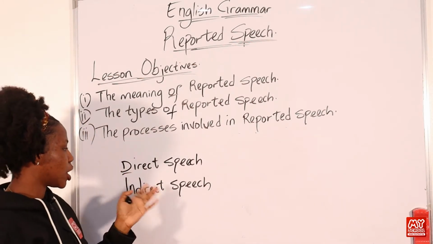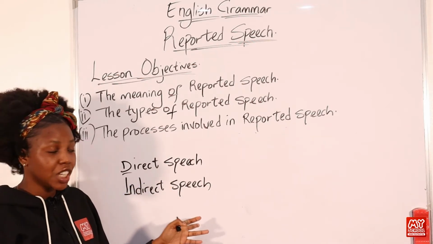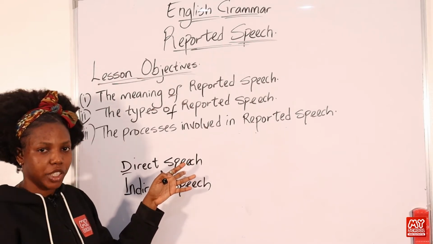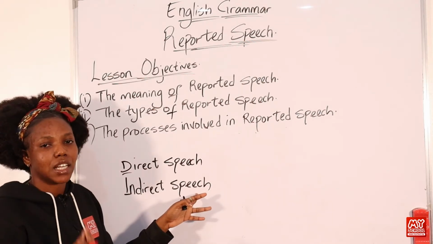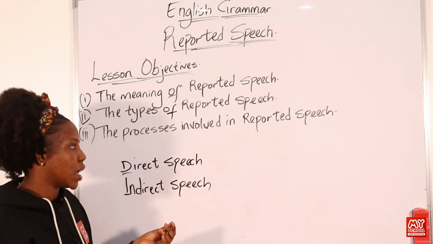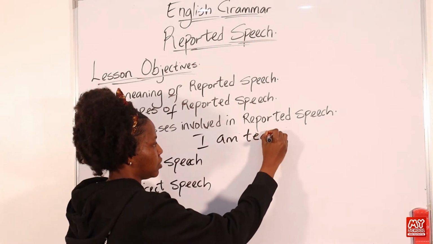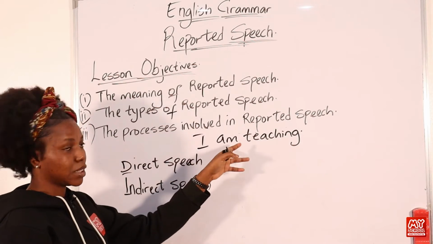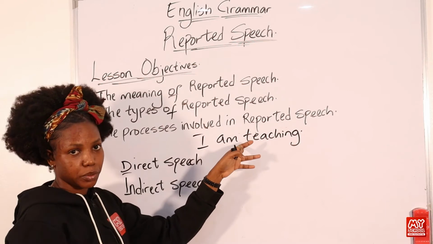Now what is a direct speech and what is an indirect speech? Or what are the differences between the direct and indirect speech? Now direct speech is using the exact words used by another speaker. And the indirect speech is not using the exact words used by another speaker. Now take for example, I say, I am teaching. So this is my expression, and you want to give a direct speech of this expression.